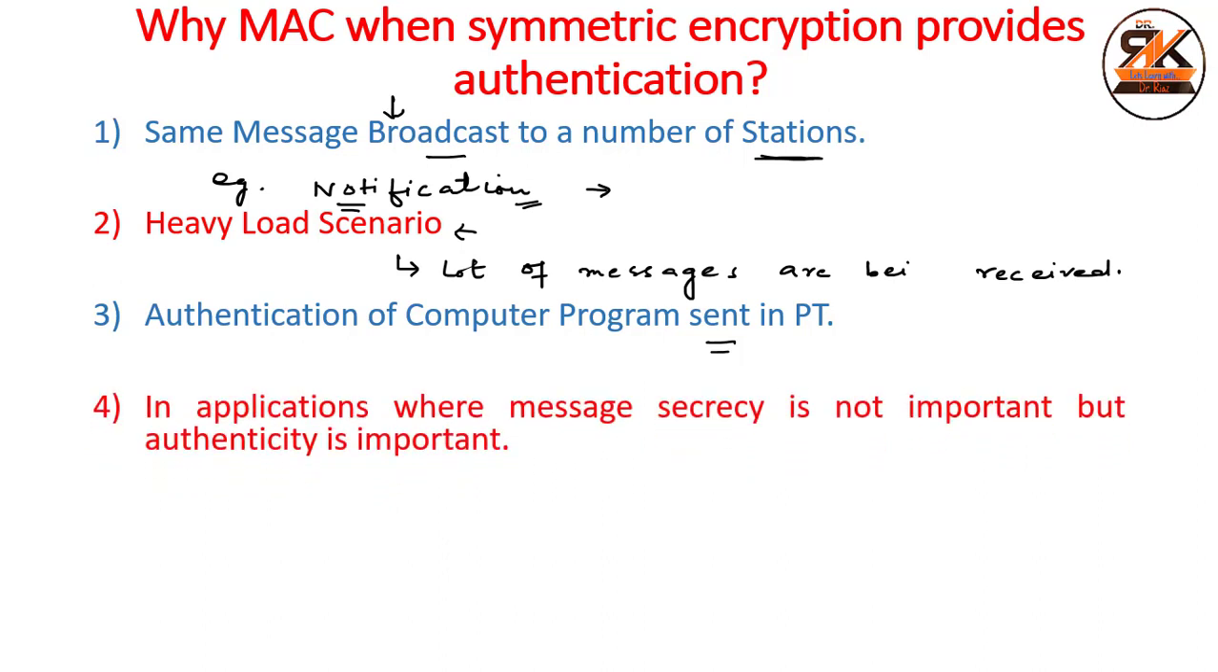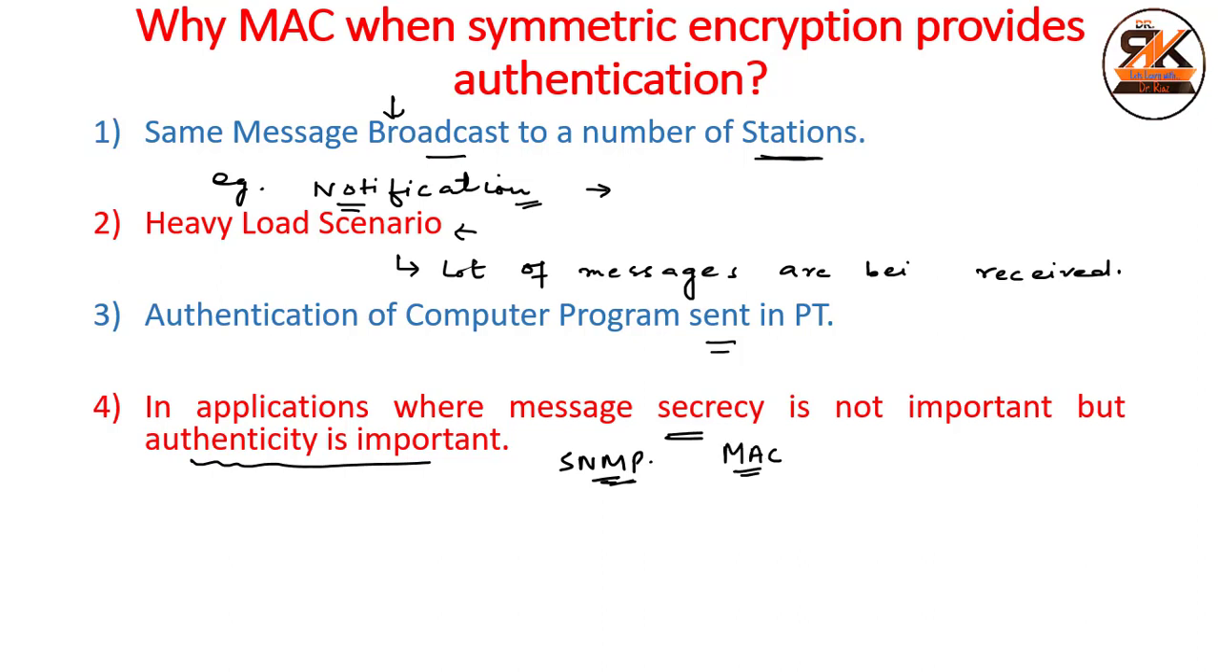Then the fourth reason is we use these MAC calculations in applications where message secrecy is not of importance, but the authenticity of the message is important. There are some applications where we do not require privacy or security, but authentication is of importance. For example, we have the Simple Network Management Protocol, SNMP, which separates the functions of confidentiality and authenticity. So in such scenarios where we do not require confidentiality or privacy of the message, there we use these MAC codes.